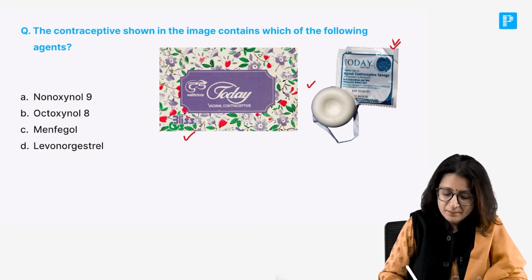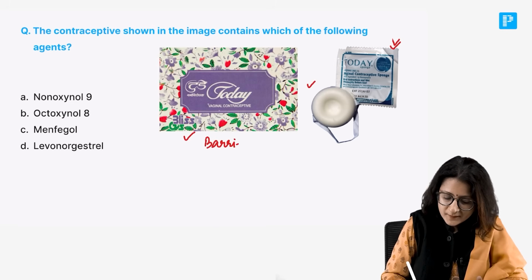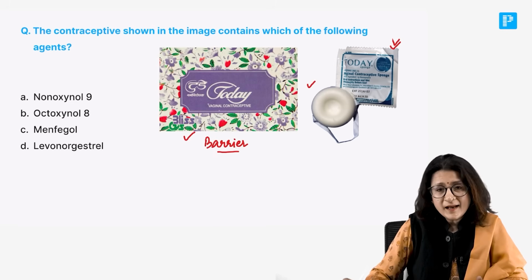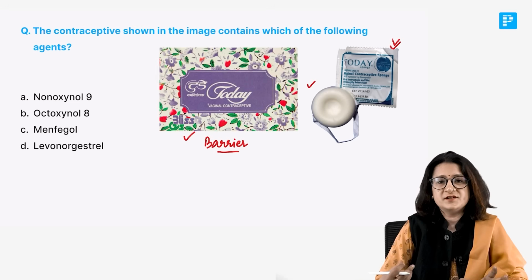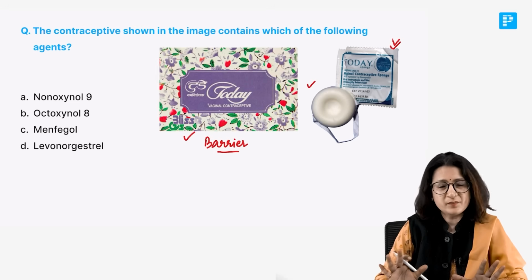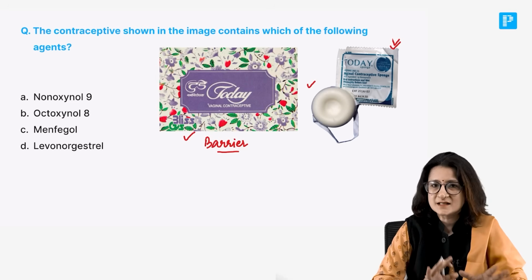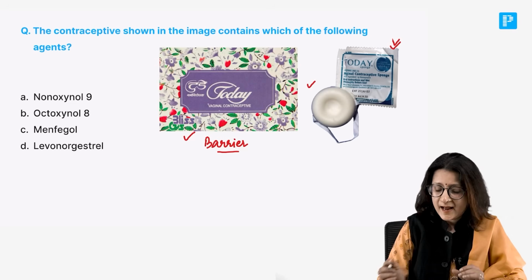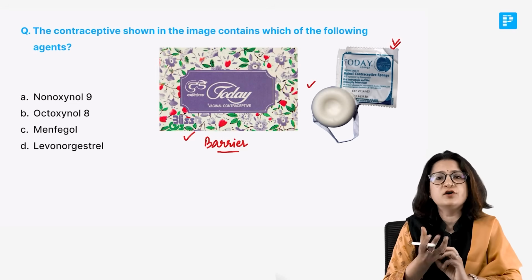So this is a barrier method, used by the female, and it is to be introduced inside the vagina and kept in place there. Before sexual intercourse, it is inserted and kept in place there, and it is designed in a manner that it will fit over the cervix.